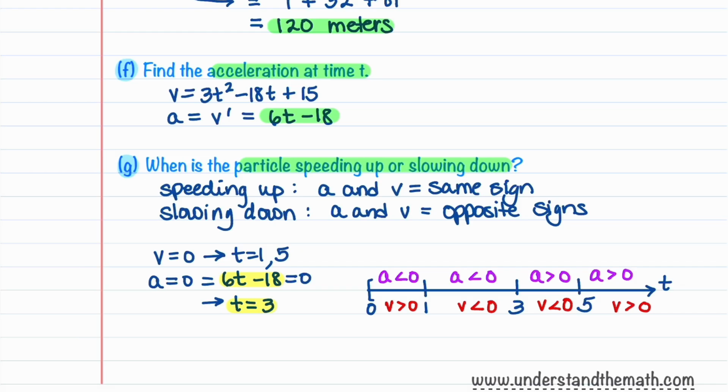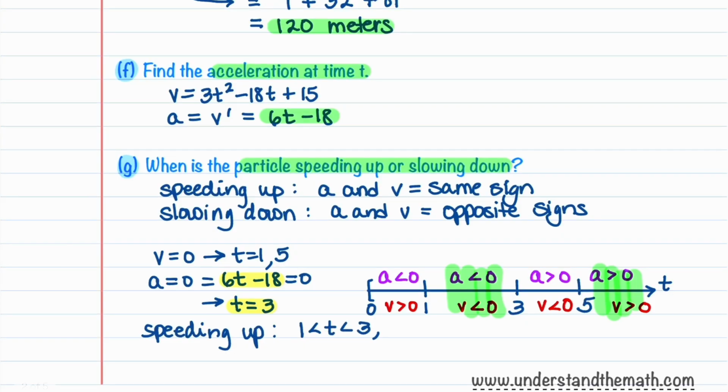Now let's look and see when it's speeding up. The particle is going to be speeding up when the acceleration and velocity have the same sign. That happens in this region and in this region. So we know the particle is going to be speeding up when t is between 1 and 3, and then when t is greater than 5.